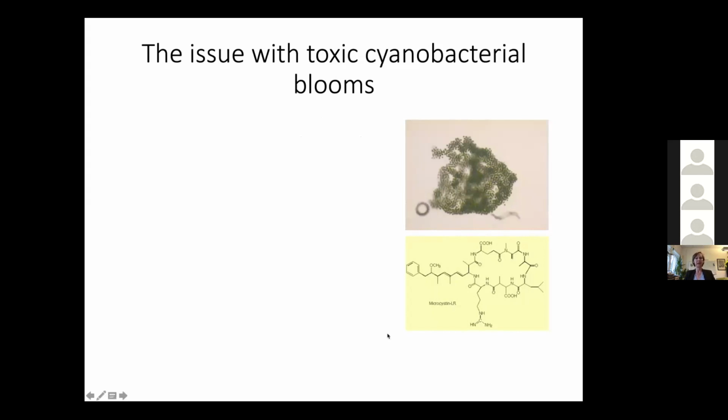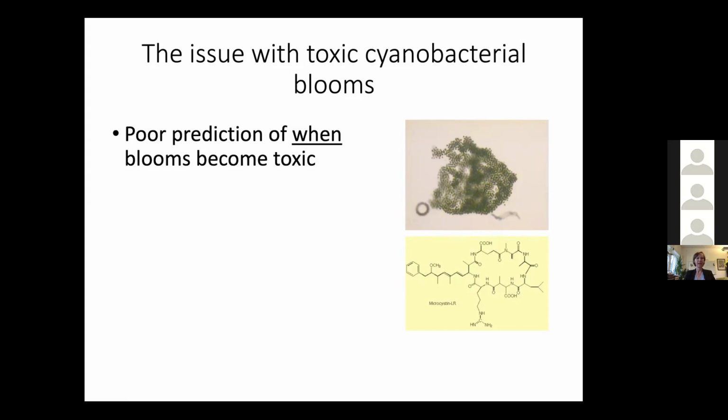It was explained to us before. We know there are several different species; Microcystis is one of them. The toxin has been characterized. But even though all this excellent research has been done, there are still some unanswered questions. One of them is that we're really poor at predicting when blooms will become toxic.